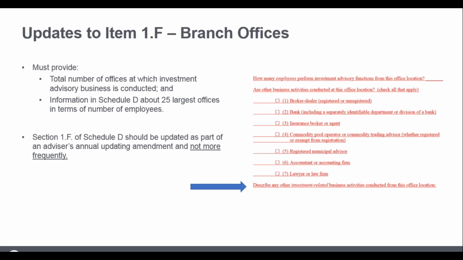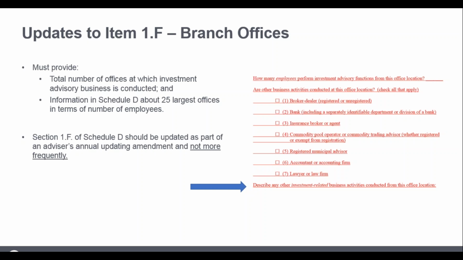So we'll move on to some of the updates to item 1. And again, something to think about in item 1 is that it asks for information about the investment advisor itself rather than its clients. So one of the bigger updates is to item 1F on branch offices. You're going to need to provide the total number of those offices at which investment advisory business is conducted, and then of those offices, you need to report on the 25 largest in terms of number of employees. So if that branch office has a CRD number, you can enter that in and the system will automatically pull up the address, phone number, and fax number of that location.